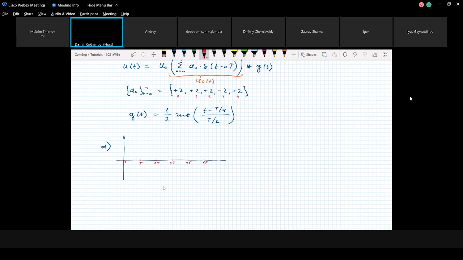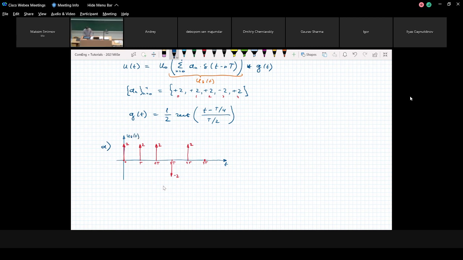At 0, we have a delta pulse with magnitude 2. At T, we have another delta pulse with magnitude 2. At 2T, we have magnitude minus 2. At 3T, again 2. At 4T, it goes to 0. This is our signal u delta of t.